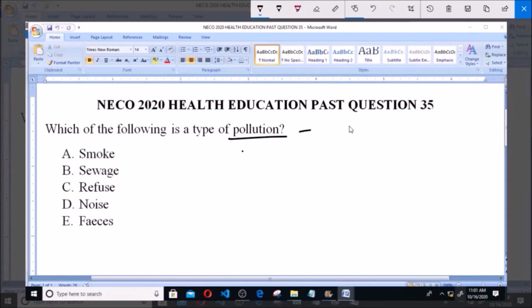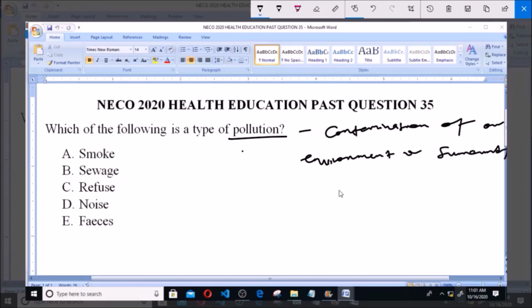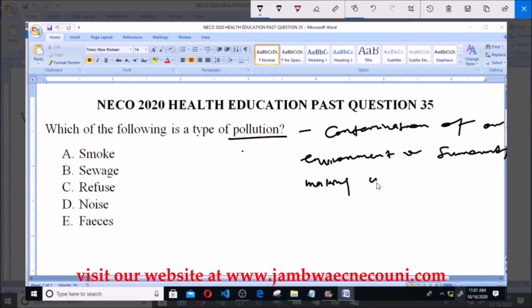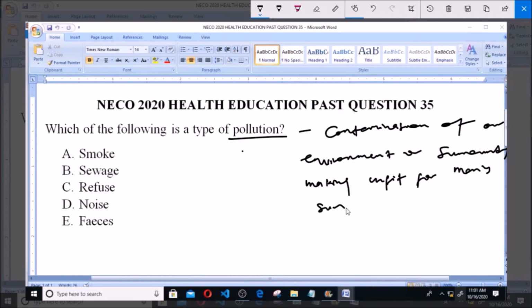Pollution simply refers to the contamination of our environment or surrounding, making it unfit for man's survival. Now this is just the basic definition of pollution.